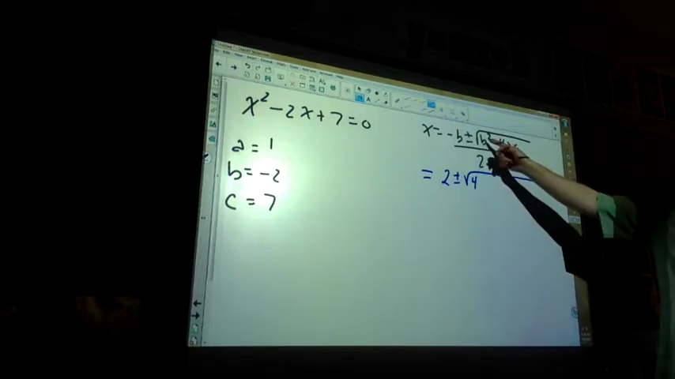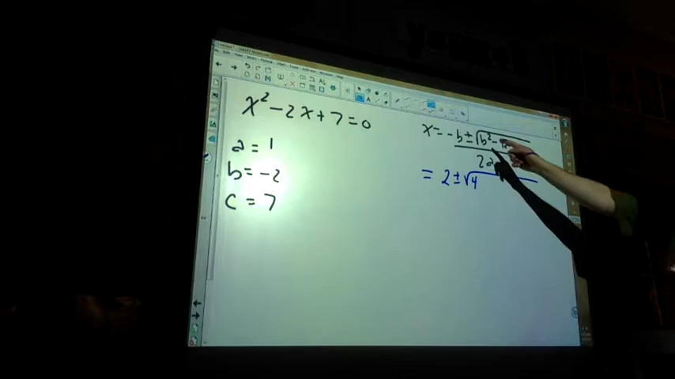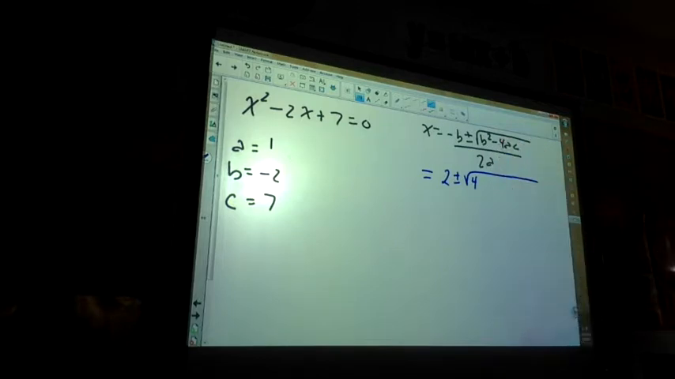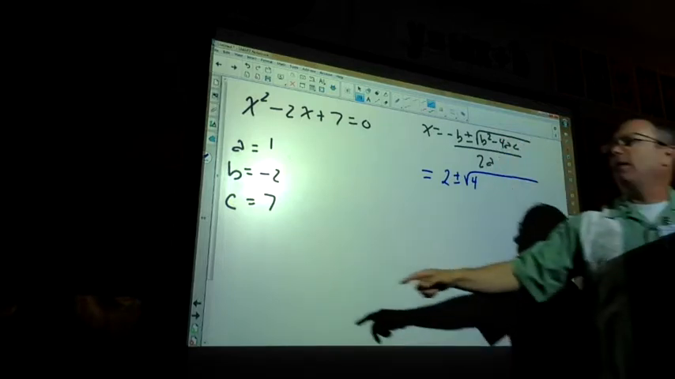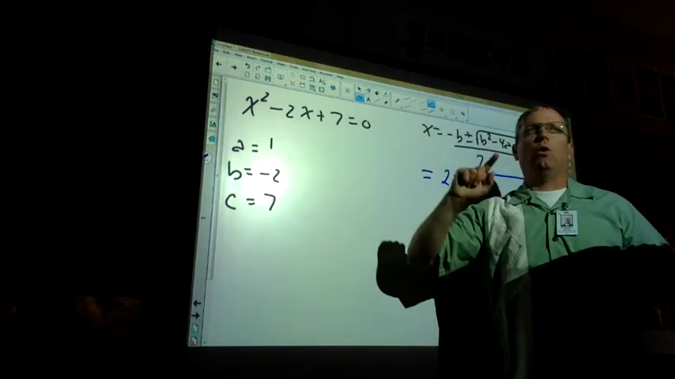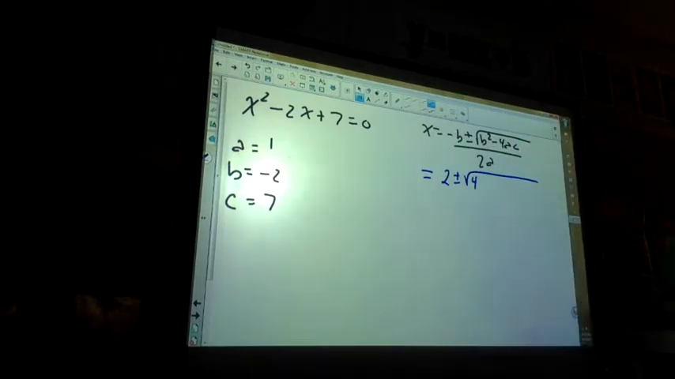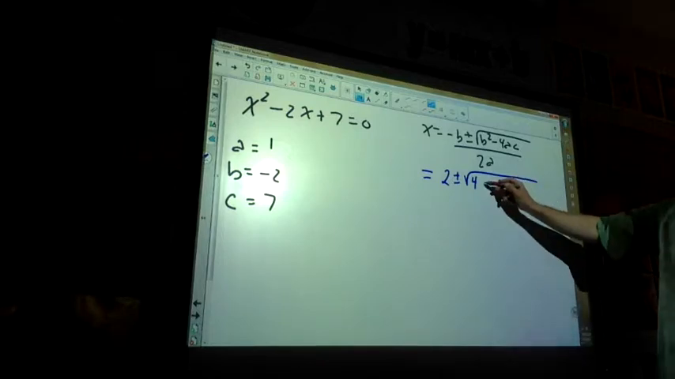You're saying, I want to take what my B value is, because B squared is the same thing as B times B. B times B is negative 2 times negative 2. That's why it's positive. That's another big place where kids make errors. Watch out. Okay?